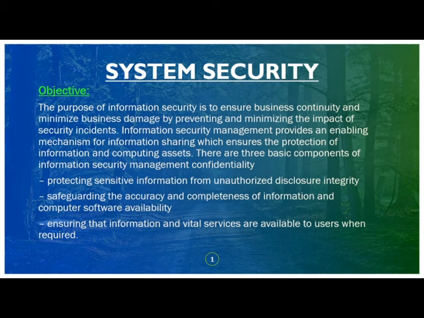The purpose of information security is to ensure business continuity and minimize business damage by preventing and minimizing the impact of security incidents. Information security management provides an enabling mechanism for information sharing, which ensures the protection of information and computing assets. There are three basic components of information security management. Confidentiality: protecting sensitive information from unauthorized disclosure. Integrity: safeguarding the accuracy and completeness of information and computer software. Availability: ensuring that information and vital services are available to a user when required.